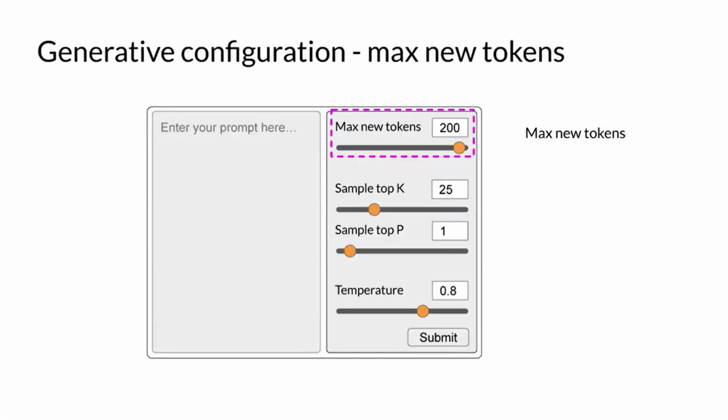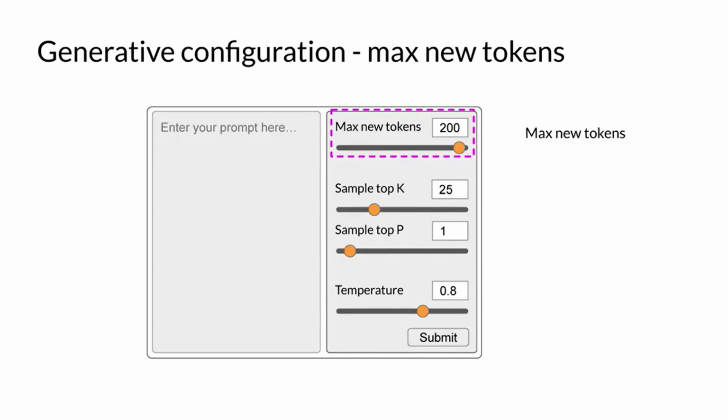Okay, but there are some configurations which we can do so that our output from the LLM is basically changed. For example, I can restrict the maximum tokens to maybe 200 tokens, or I can change my sample top K value, sample top P, temperature. These are a couple of configurations which, if I change them, will alter my output from the large language model.